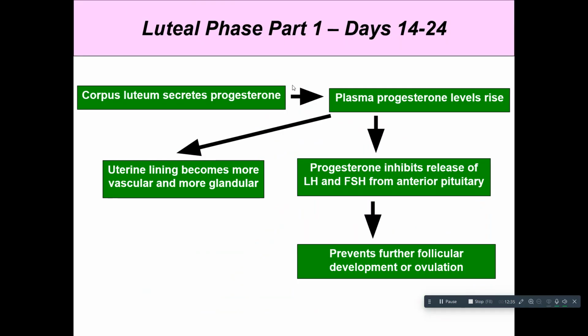Now, post-ovulation, we are in the luteal phase. Days 14 to 24 is where we're going to start. Remember, we're assuming just a basic 28-day cycle. And the big job of the corpus luteum is going to be to make progesterone.